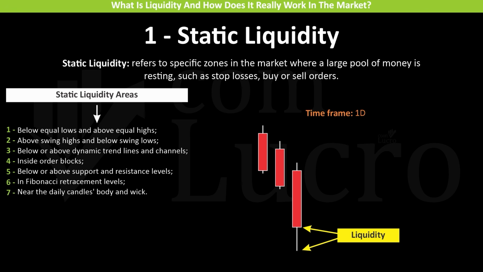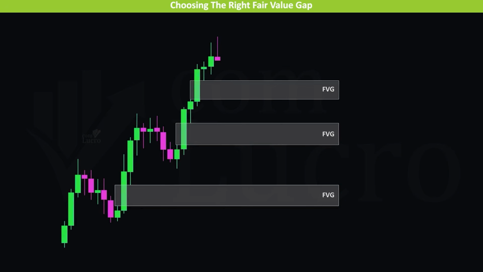Some of these areas attract more attention than others, especially those widely recognized by traders, which leads to a concentration of stop losses and pending orders, increasing the probability that price will move toward them to capture liquidity. So now, when you look back at fair value gaps, you can see that they are not just random zones on the chart. They are areas where price is likely to react because of how liquidity is positioned around them. And this leads us to the next step.